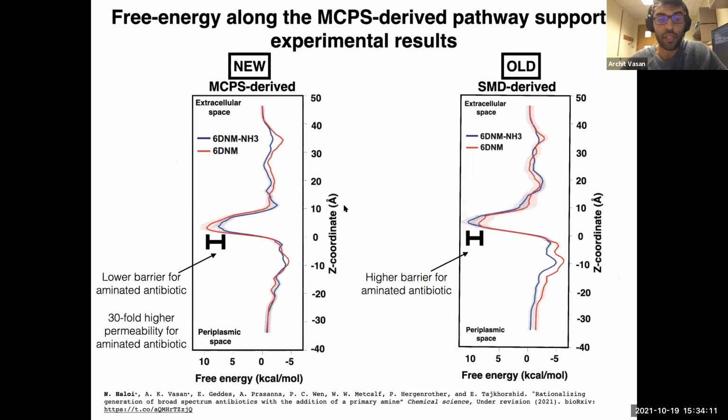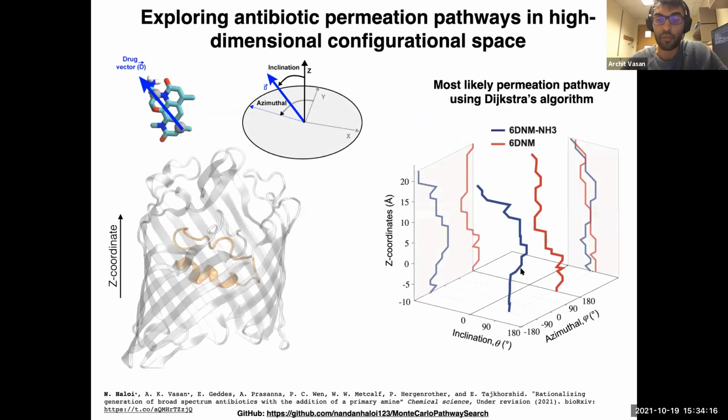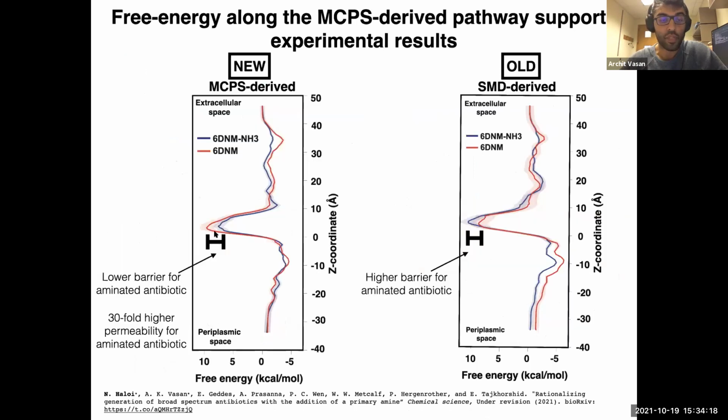And then using this new approach, where we're constructing the initial pathways very carefully, we see that there's a much lower barrier for the aminated antibiotic, which matches the experimental results. We then identify the permeability as well by calculating the diffusion coefficient, as well as using this free energy. And we see that there's a 30-fold higher permeability for the aminated drug, as opposed to the non-aminated drug.